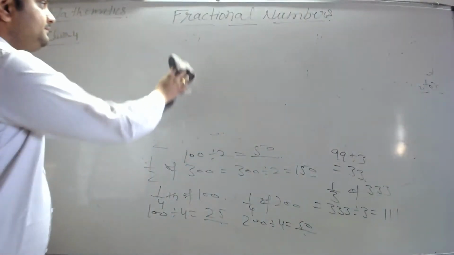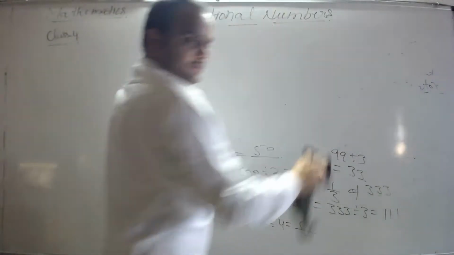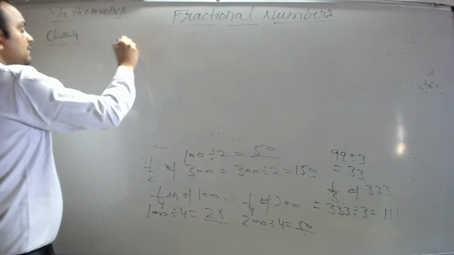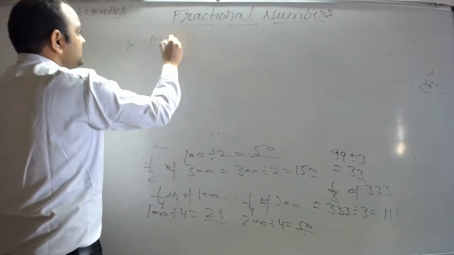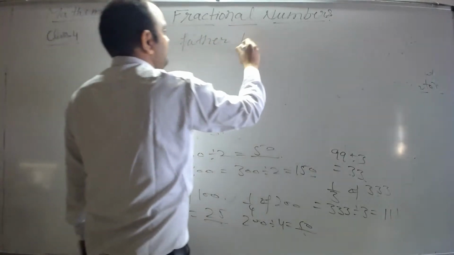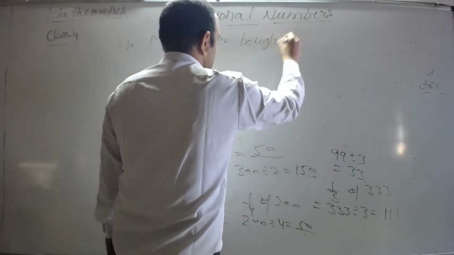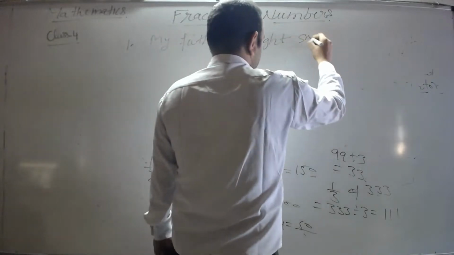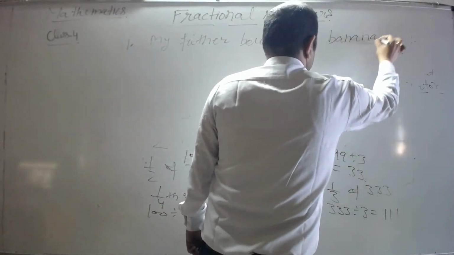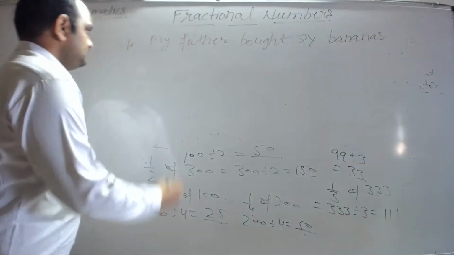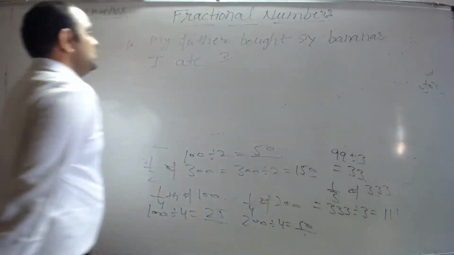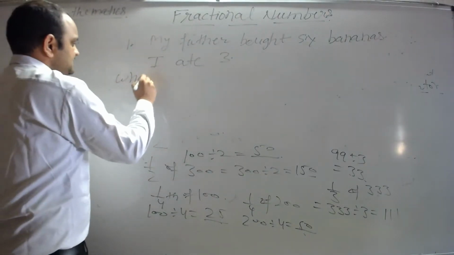First is, my father bought 6 bananas. I ate 3. So what fraction of bananas did I eat?